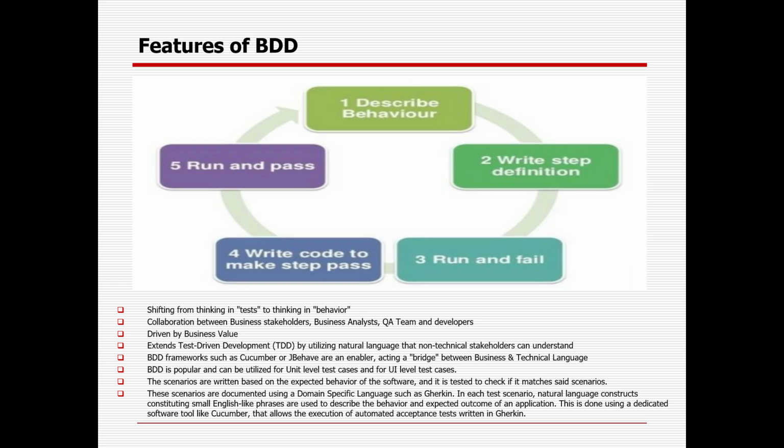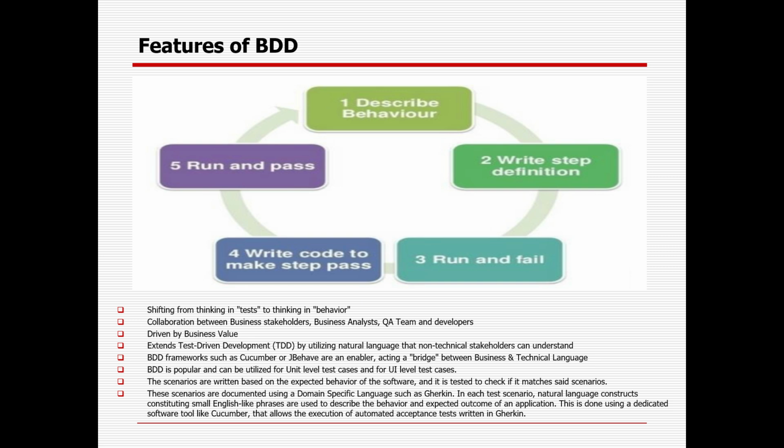So, features of BDD. You can see there are 5 steps. First, describe the behavior. What is our objective? What do you want to test? What do you want to focus on? After brainstorming, they will come up with some specific criteria, and that is what we need to focus on.